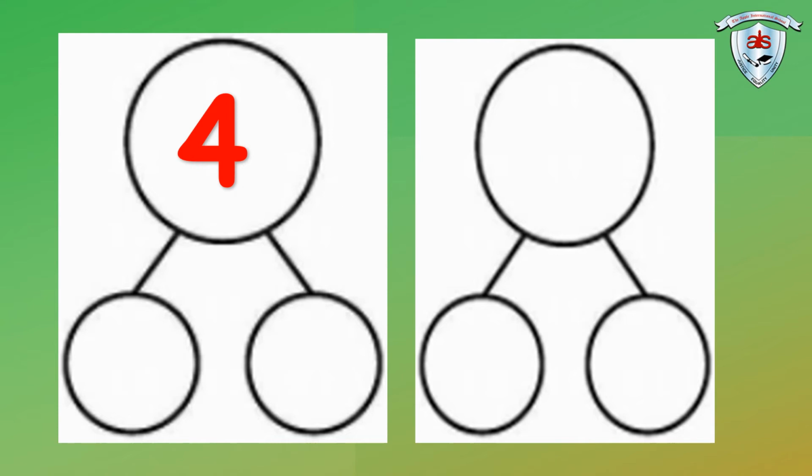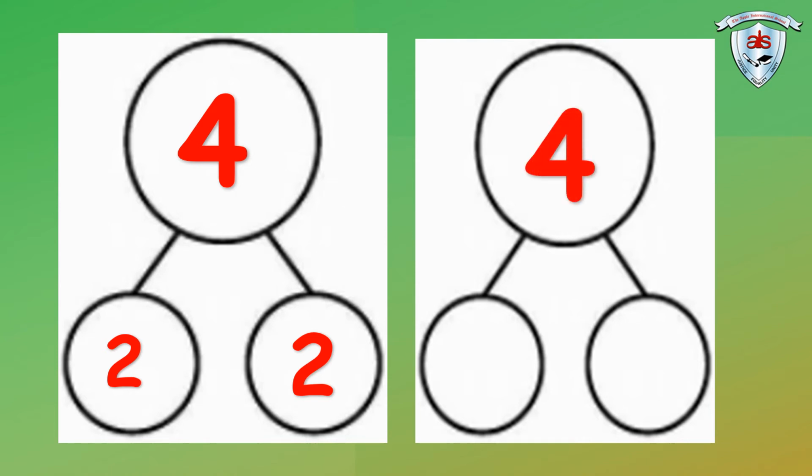So now here we have 2 and the other one is 2. So 2 and 2 make 4. When you add this 2 plus 2, it makes 4. So the total is 4. And let's go to the one more example for 4.